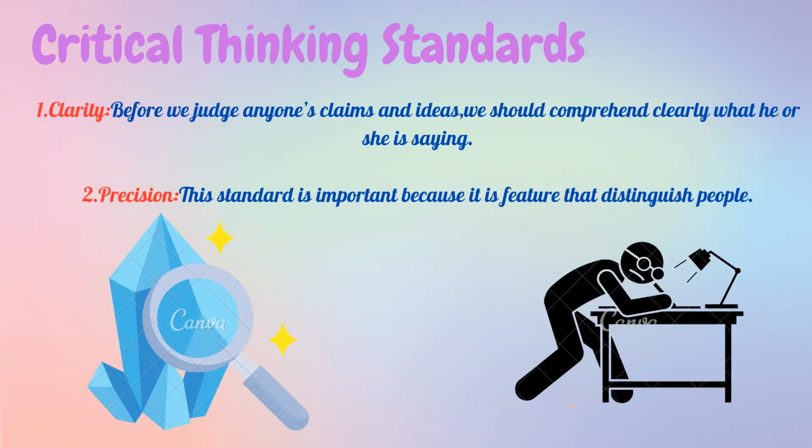And the second one is precision. This standard is significant because it is a feature that separates people. For example, colleagues can be different from each other. One is more careful and more successful than the other. The reason for this is precision.